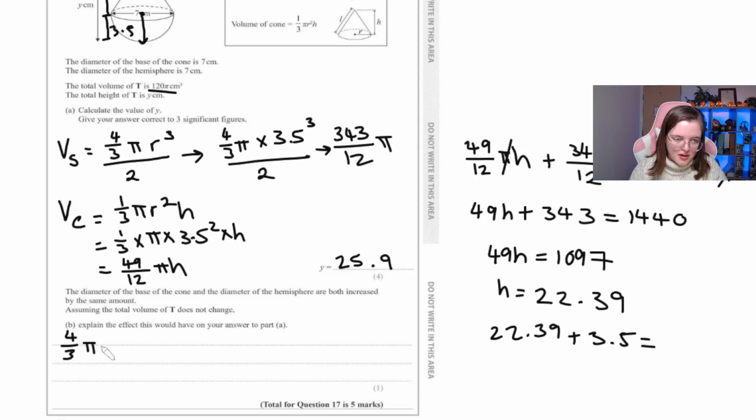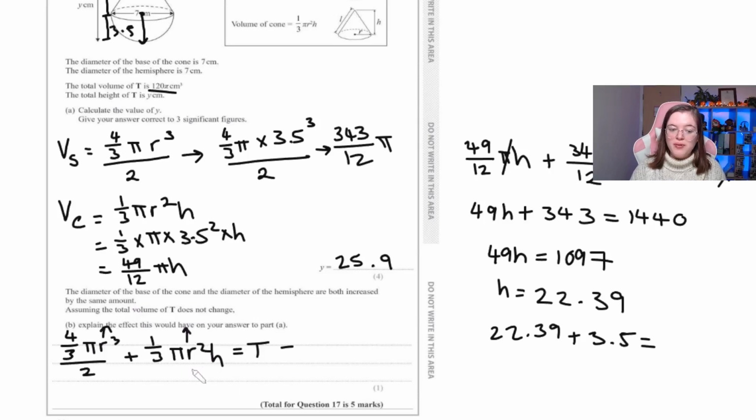So we had 4/3 pi r cubed over 2 plus, no, we didn't. We had then a third pi r squared h equals volume total. So they're telling us that the diameter of the base, and that's just the radii, are increasing by the same amount. So that is increasing and that is increasing, right? But then they've told us that this is staying the same. So if both of these on this side are increasing, the height is going to have to decrease to balance out the increases on this side in order to keep it the same.